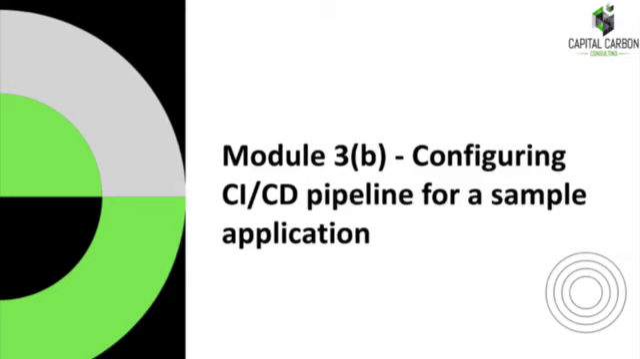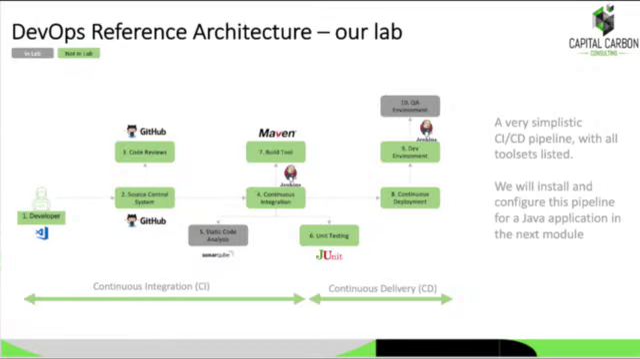Welcome to Module 3B, Configuring CI/CD Pipelines for a Sample Application. Let's get started. So this is the DevOps reference architecture that we are going to set up now and demonstrate.